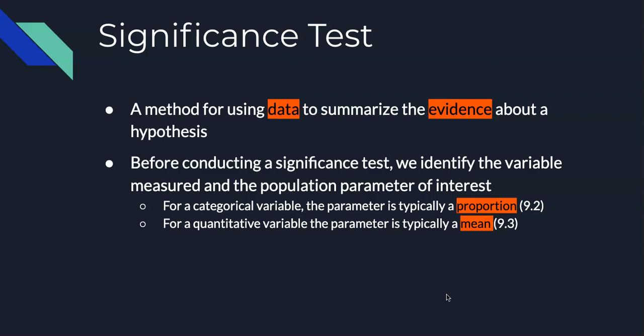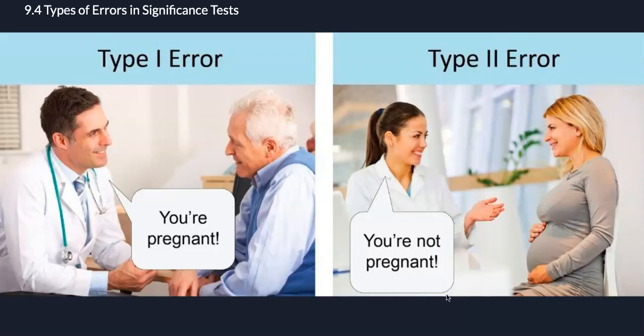And in section 9.3, we're going to do the same type of significance test for a mean. So they're two different tests. In chapter 10, we do more tests with different things, but that's the plan for 9.2 and 9.3 that I definitely want to go over this week with you. And 9.4 is also fun because it looks at types of errors in a significance test.